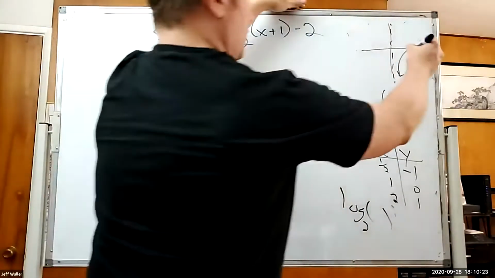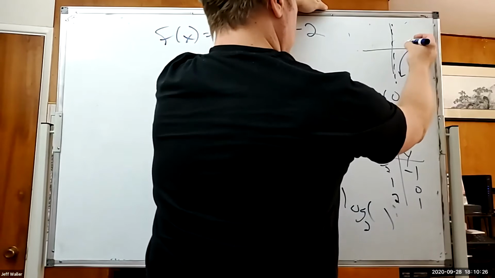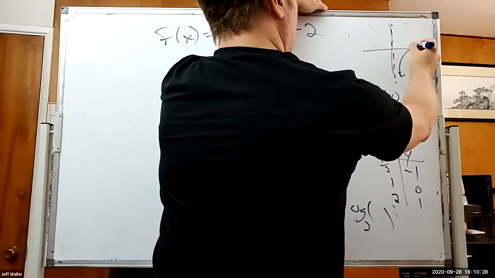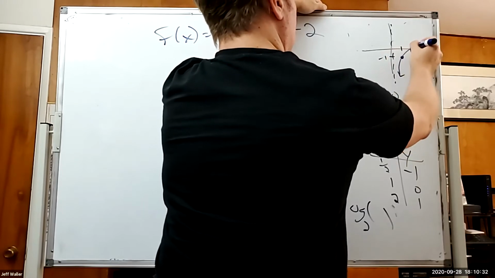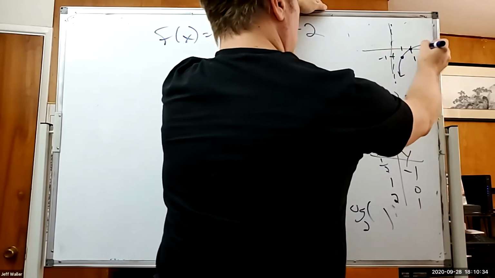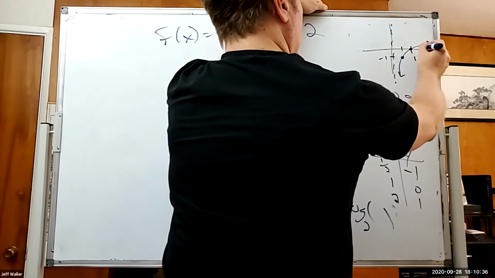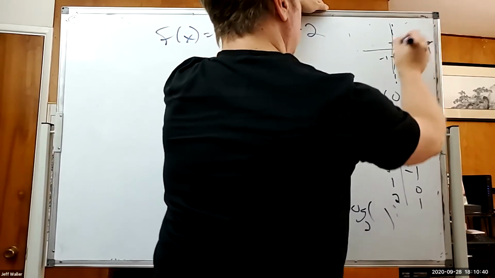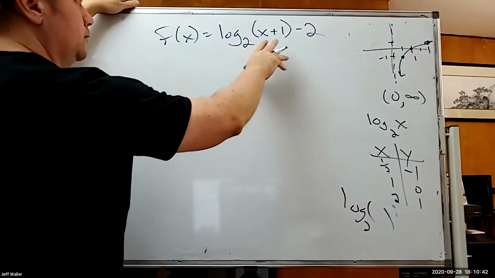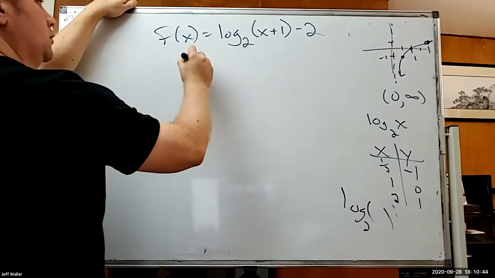So let me kind of pretend like I did that up here. So this is 1, this is 1/2, and this is -1, and this is 2, 1. My scale sucks, but 2. So now when I want to do these transformations, first off, what's the domain going to be?